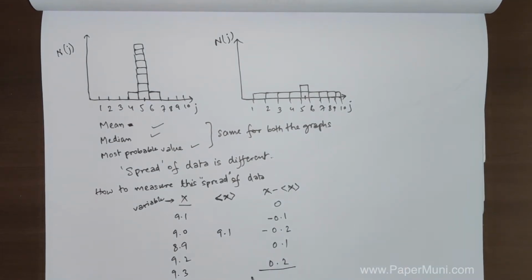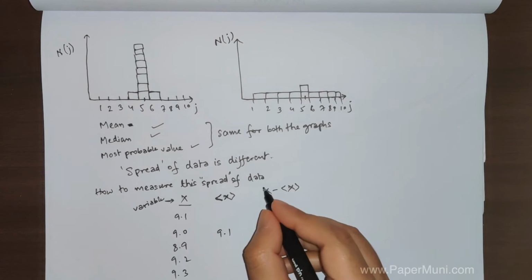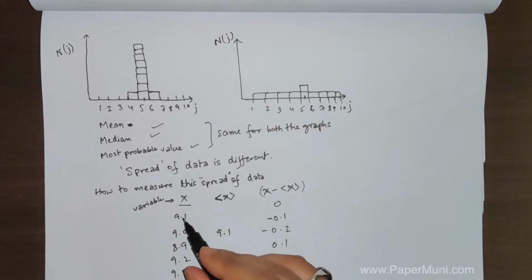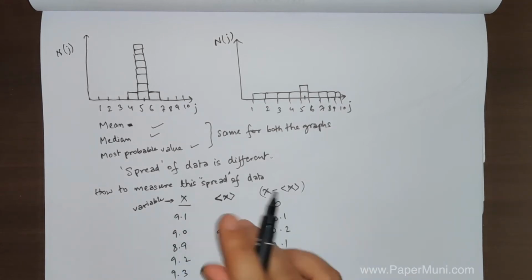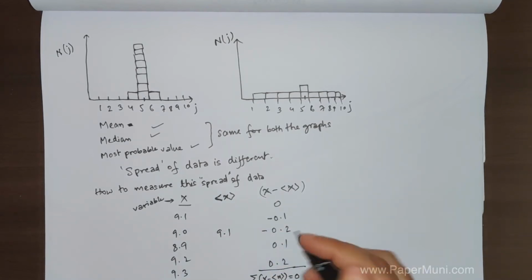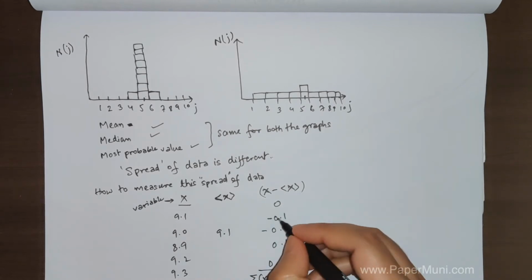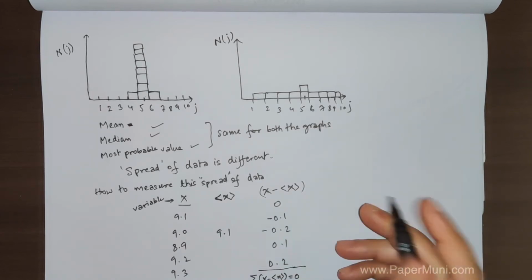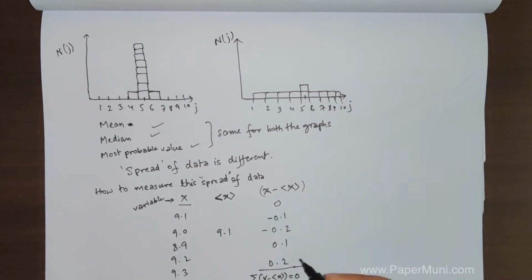So what if we take the sum of these numbers? If we sum them up, we do not get anything, because it will give us 0. Each positive difference is matched by a negative one. If you have a minus 0.1 here, you'll have a plus 0.1. If you have a minus 0.2, you have a plus 0.2. So it will be distributed so that there are equal numbers of positives and negatives, and it gives you 0. So this is not useful.